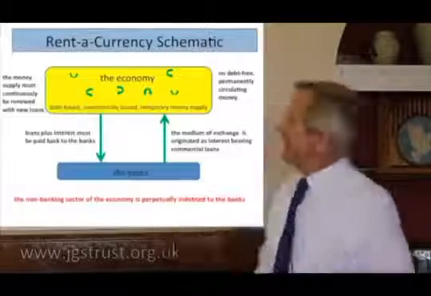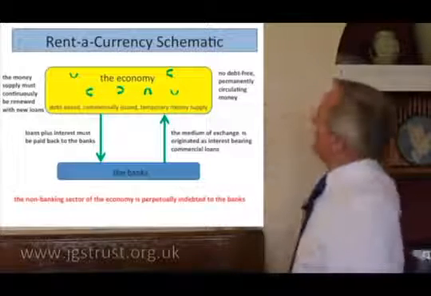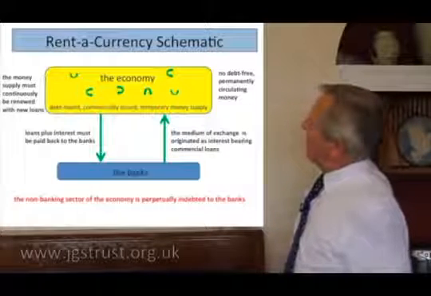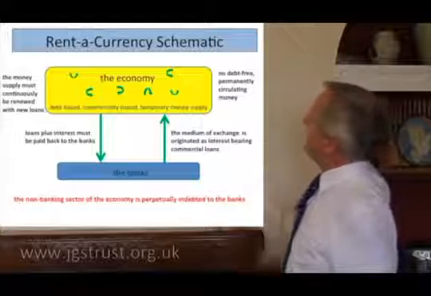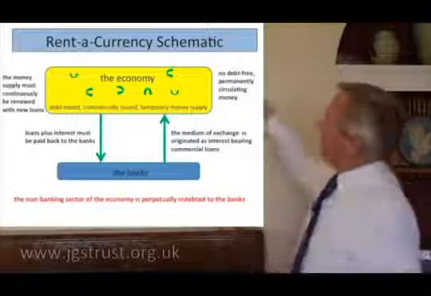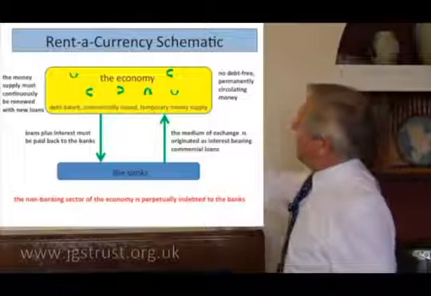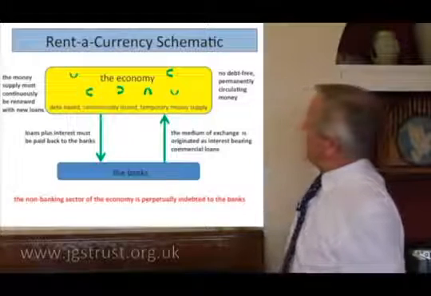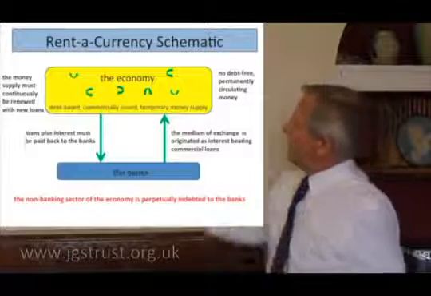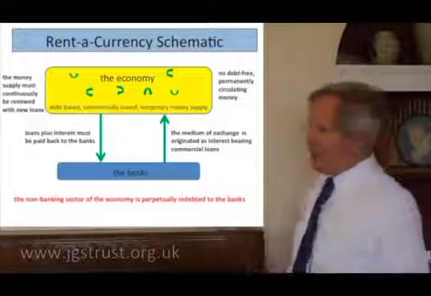Let's look at it schematically. Well, here's us in the economy. These arrows mean the money's going round and round. And what goes round and round up there is digits in banks' computers, and none of it is debt-free and none of it is permanent. It's all temporary, transient, ephemeral, and it comes into the economy, as we've seen, from interest-bearing commercial loans, and it drains back out of the economy as the loans plus the interest.